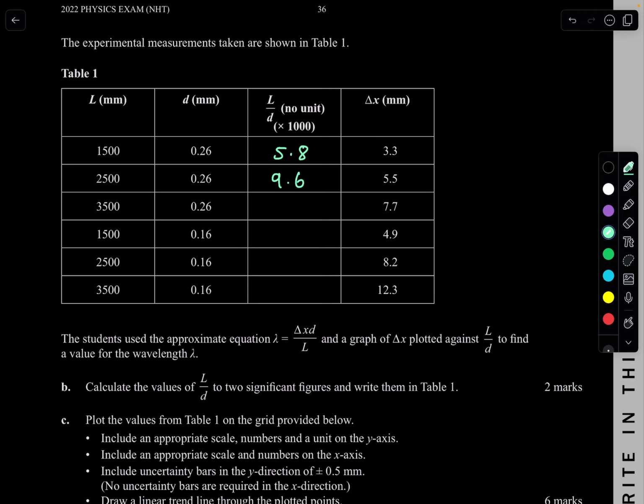Next one, 2,500, 0.26 divided by 1,000. 13, 1,500, 0.16 divided by 1,000. That gives me 9.4. 2,500 divided by 0.6 divided by 1,000. That gives me basically 16. And 3,500, 0.16 divided by 1,000. That gives me basically 22.